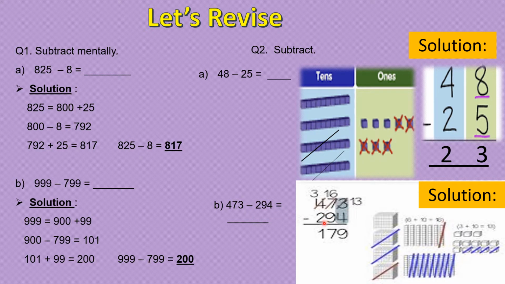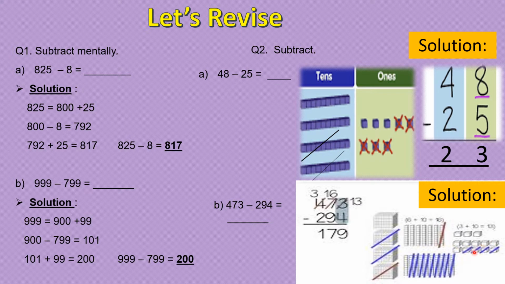473 minus 294. Okay. Now again subtract the ones from the ones, tens from the tens, hundreds from the hundreds. 3 minus 4. I have only 3 ones. See, 1, 2, 3, and I need to subtract 4 ones from it. So there is not enough material. So what I do, I move to the left side. I transfer 1 ten to the right side. Now when I transfer 1 ten to the right side, how many ones is that? 1 ten is 10 ones. So I have more ones here.